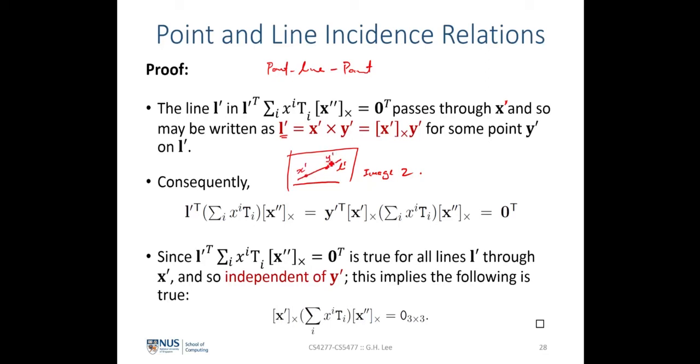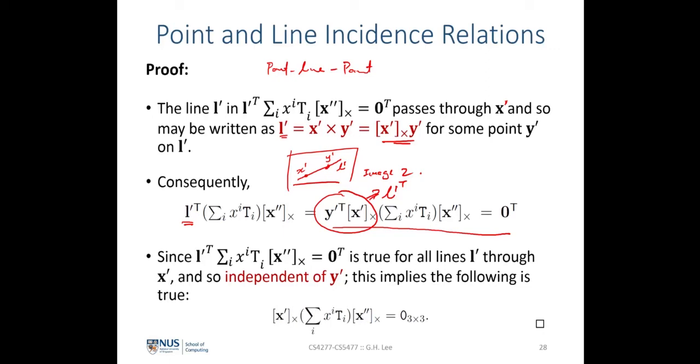So the cross product of these 2 points would give me L prime, and I can simply write this cross product in this matrix multiplication form. Consequently, we can substitute the cross product of these 2 points back into the point-line-point incidence relation to substitute this L prime over here, and this is what we get, this particular equation over here, where this term represents L prime transpose.